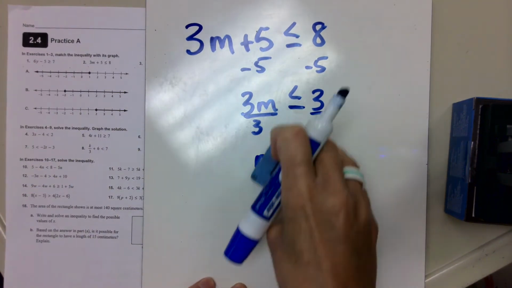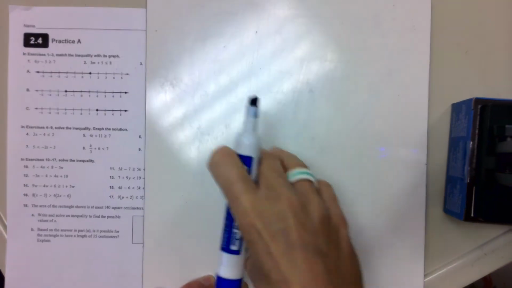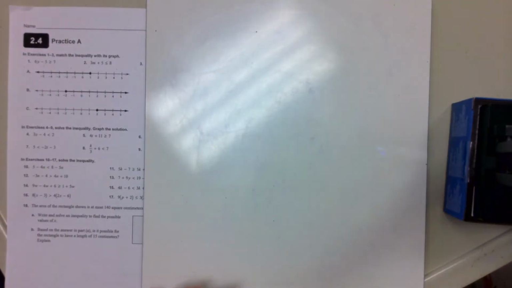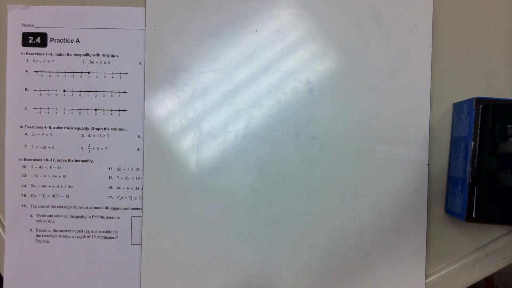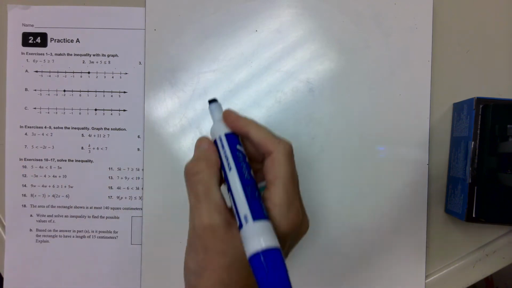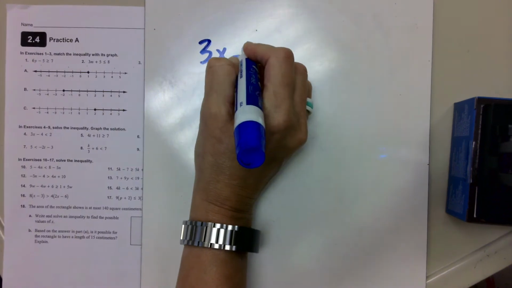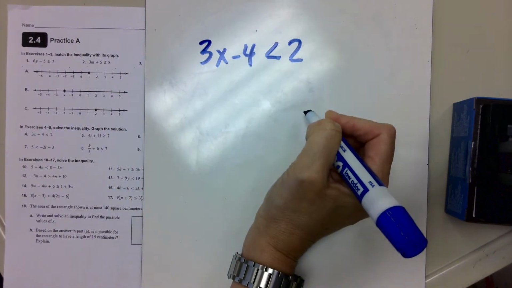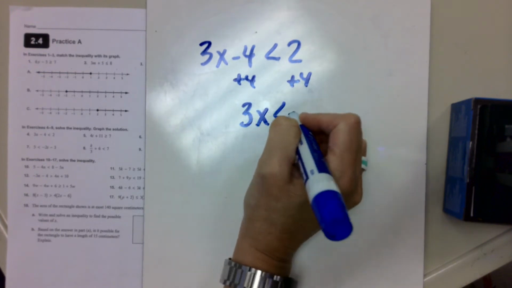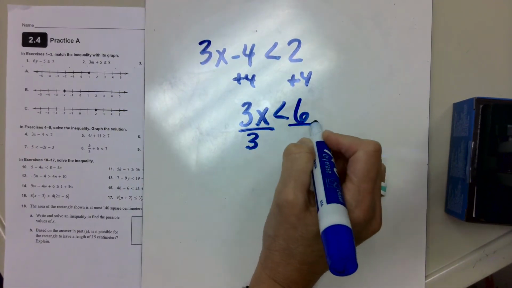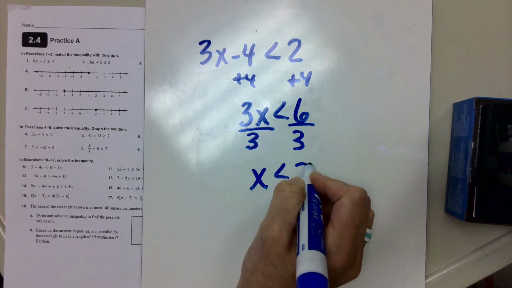So I think you pretty much get the idea for those. We're going to move down then to a different section here. We're going to go through 4 through 9. We're just going to pick a couple. So I'm just going to pick number 4 right there. You get 3x minus 4 is less than 2. Add 4 to both sides. 3x is less than 6. Divide by 3, and you get x is less than 2.